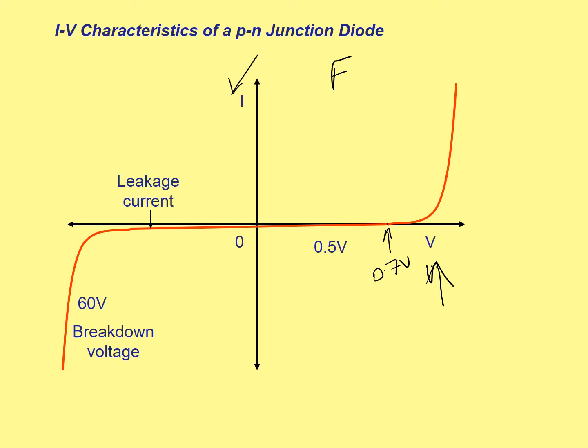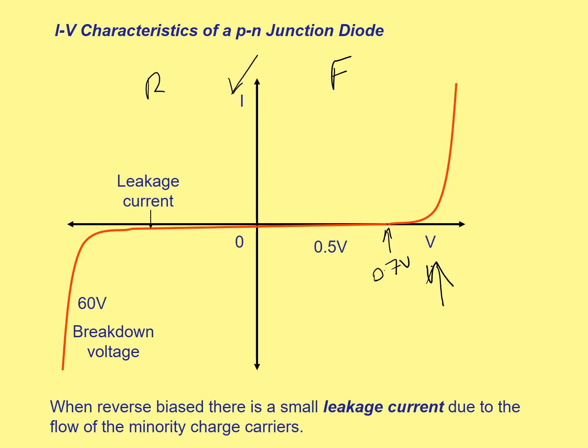If we look the other way, when we are reverse biased, again, there's not a great amount of current, but there still is some, and we call this leakage current. And that leakage current occurs due to the flow of a minority amount of charge carriers. We do, however, have a large increase within the current once we hit a much larger voltage, and that is breakdown voltage. And as we discussed before, breakdown voltage is where we're effectively destroying the material in order to make it conduct.